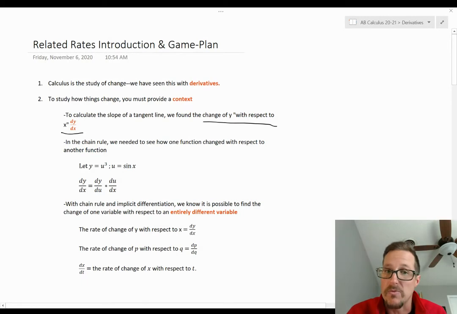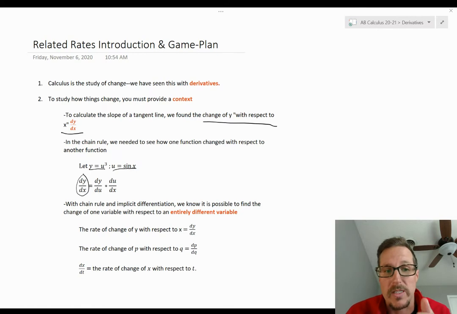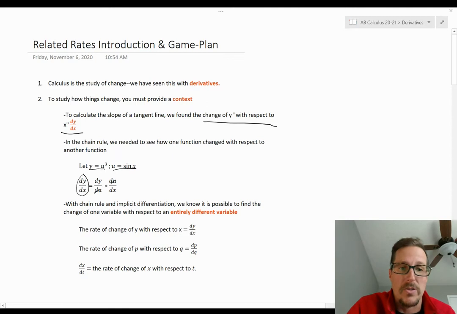So that took us to chain rule. And in chain rule, we talked about maybe taking the change of one function, but it was with respect to a different function. It wasn't necessarily x. So in the example of y equals u cubed and u equals sine x, to find dy/dx, the rate of change of y with respect to x, you're going to take the derivative of y with respect to u and multiply by the derivative of u with respect to x. That will simplify to dy/dx. But it's this context of taking a derivative with respect to a variable, right?